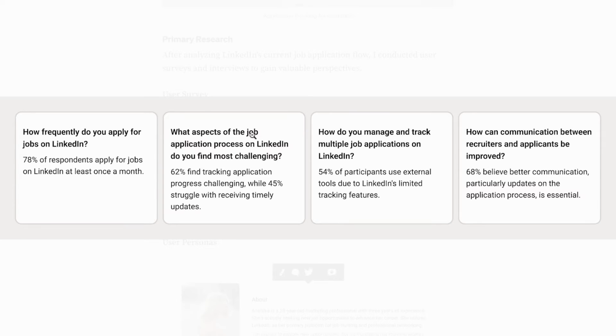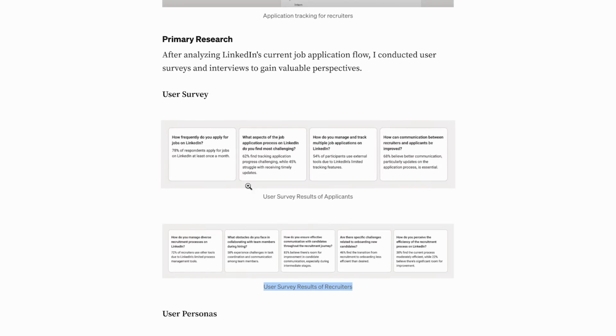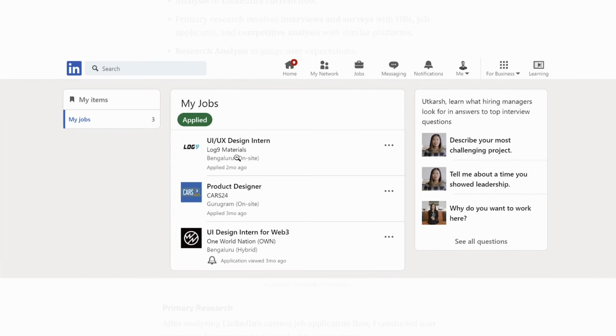Okay. What aspects of the application process do you find most challenging? All right. So 62% find tracking application process challenging, while 45% struggle with receiving timely updates. Timely updates from whom, right? So this timely updates is still very confusing for me. And to be very honest, I don't understand what this has to do with LinkedIn, right? Because if you look at LinkedIn, the only thing that we see here is the companies that have applied to. That's it. There is nothing else for me to consume. So it's not LinkedIn's fault that the user is facing a problem here. There is no feature here at all, right?